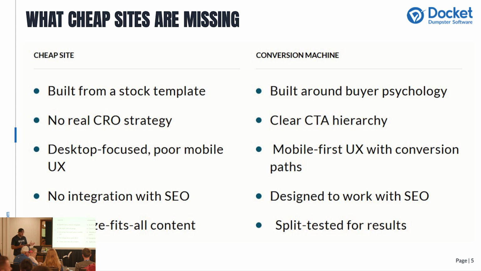So mobile first UX with conversion paths, we talked about that already. Designed to work with SEO, and then split tested for results. So split testing is something I touched a little on earlier. How many people here know what split testing is? So a couple of you, it's a really simple thing where we do it a ton in marketing. Basically, you're taking two different ideas and you run one and then you run the other and you just see which one works better. So you're split testing.